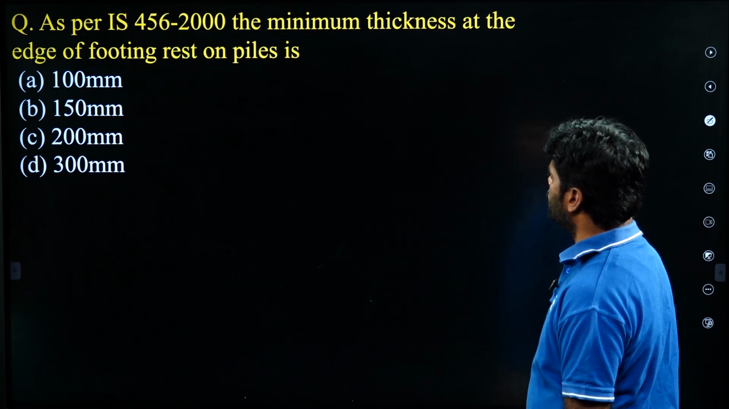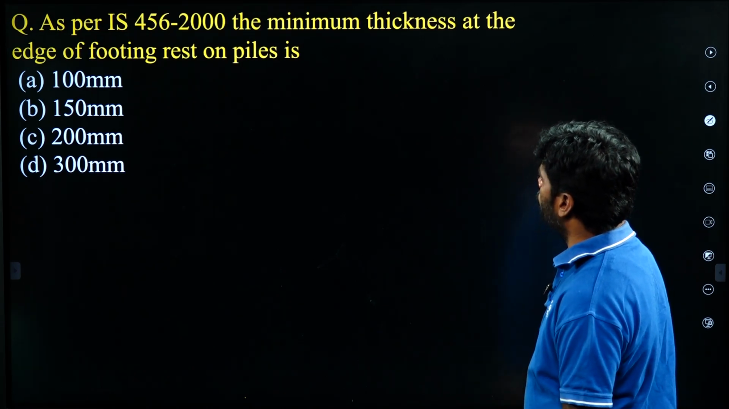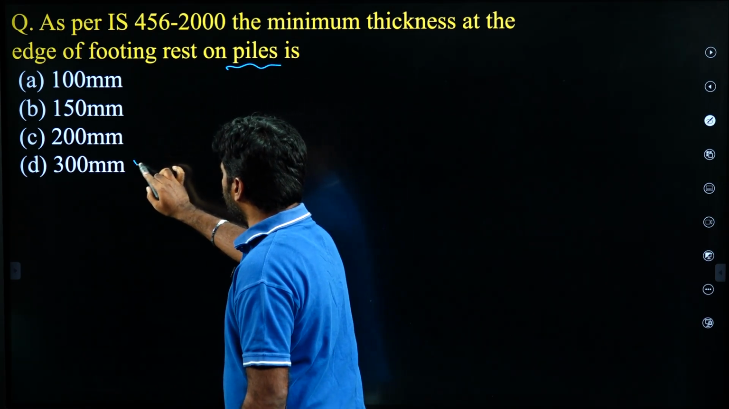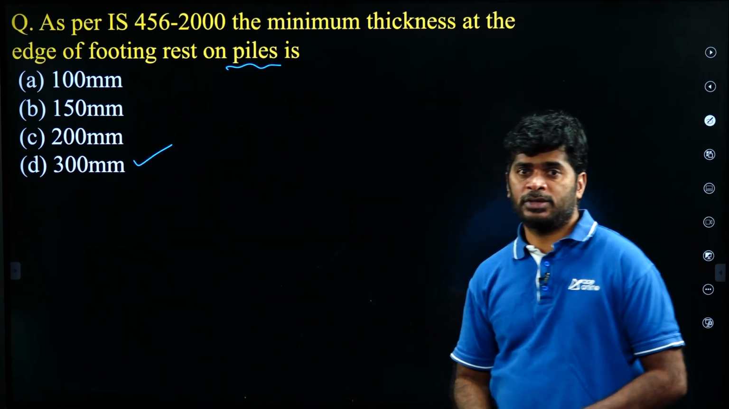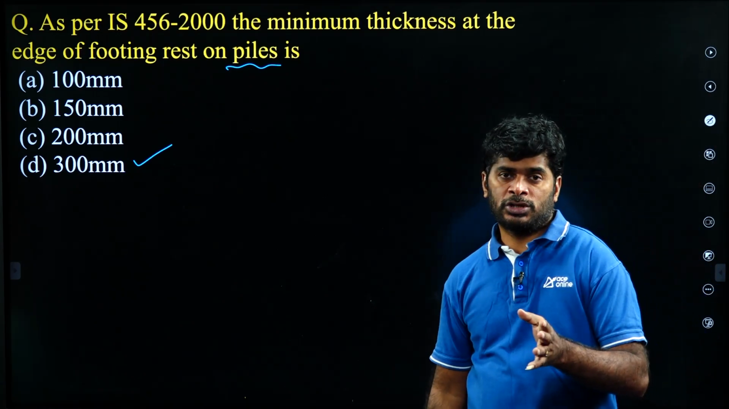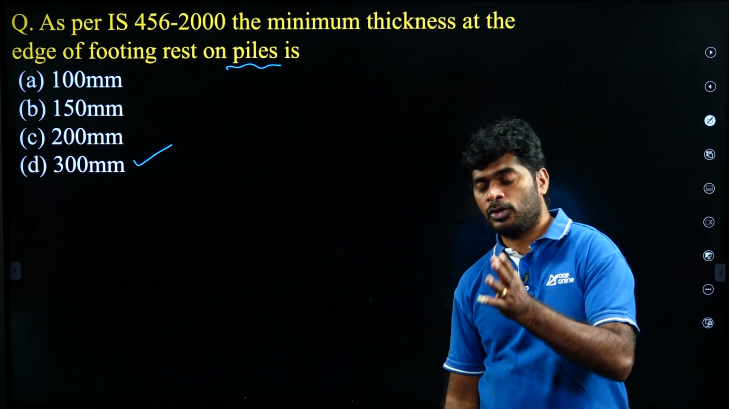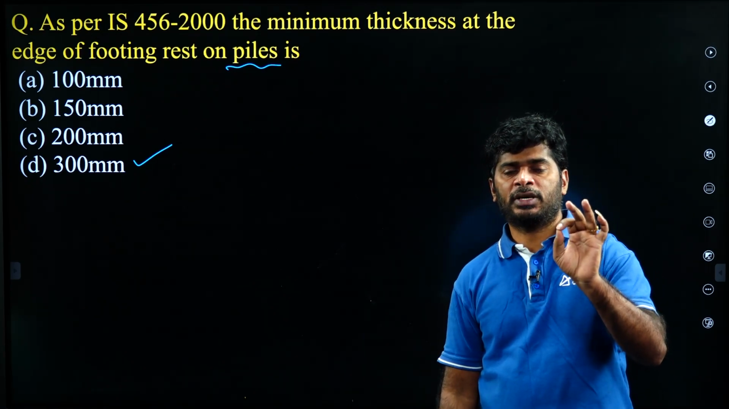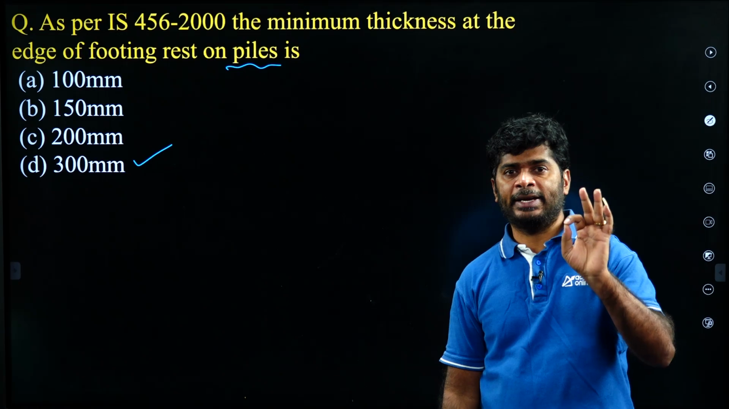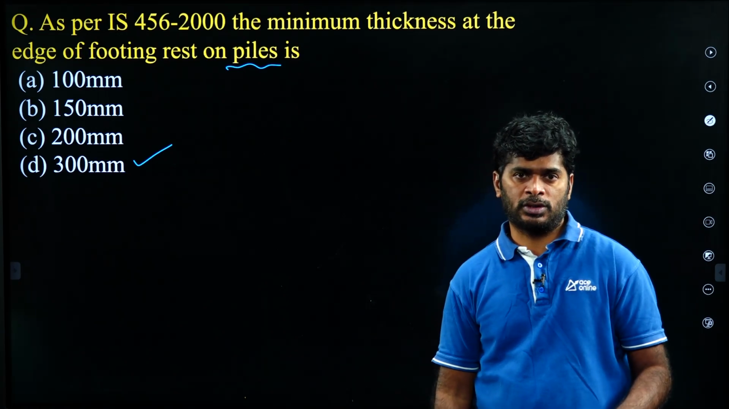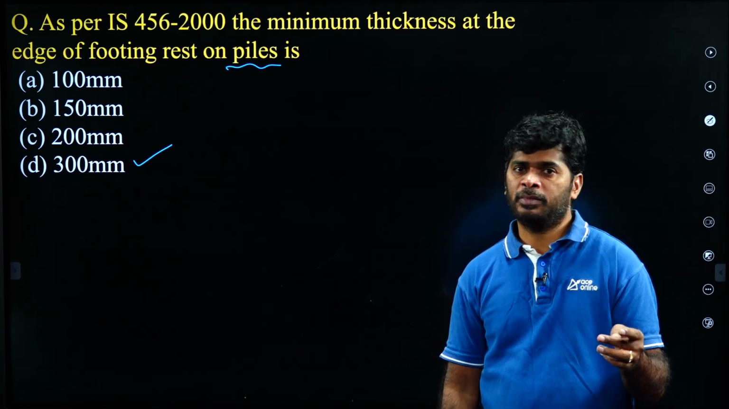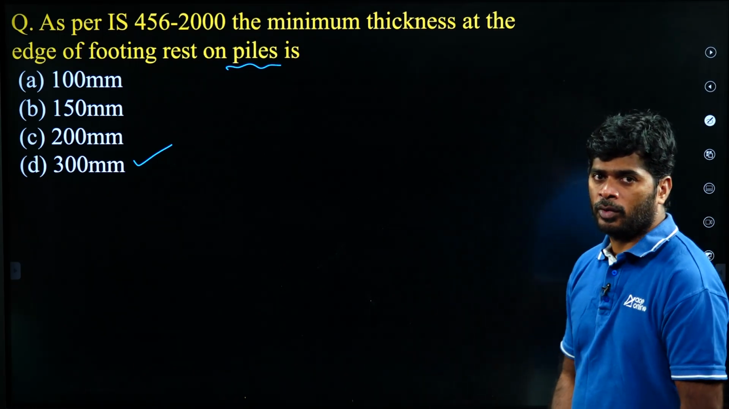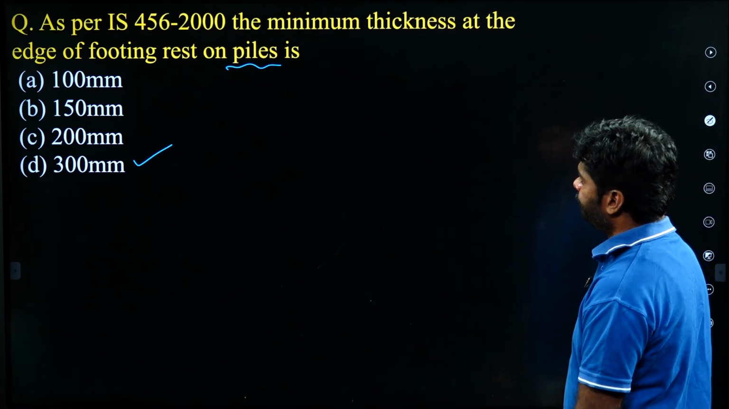As per IS 456-2000, the minimum thickness at the edge of footing when it is resting on piles. If it rests on piles, minimum edge thickness should be 300 mm. Sometimes they don't mention in the question whether it is resting on soil or on piles. Simply they will give minimum thickness of the footing required at the edge as per IS 456-2000. We have two values, 150 mm and 300 mm. Least value is 150 mm. So, pick up 150 mm. Okay? Next question.